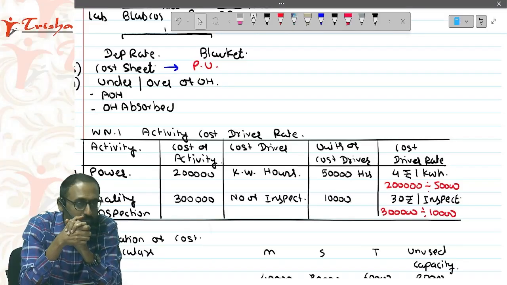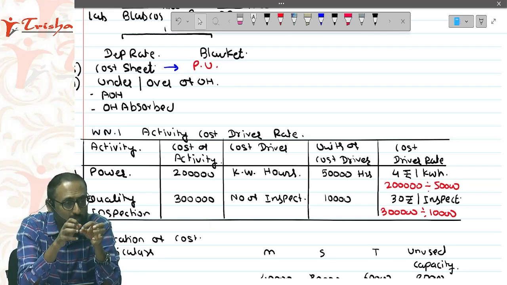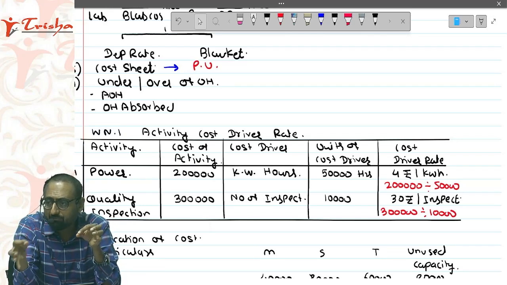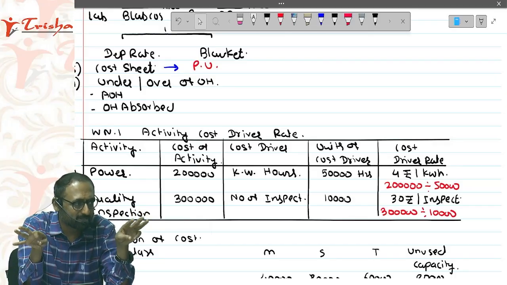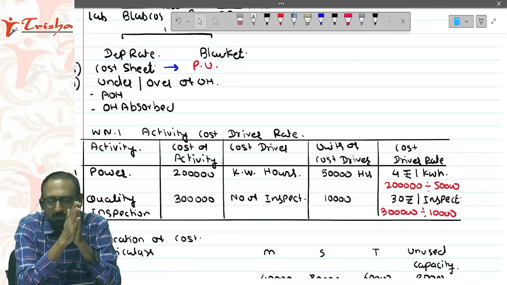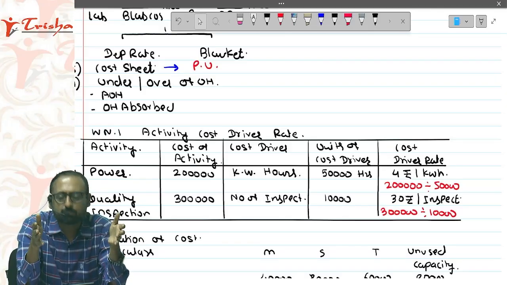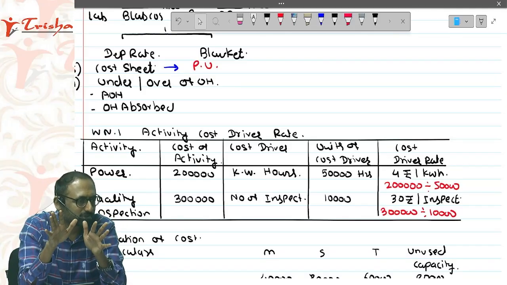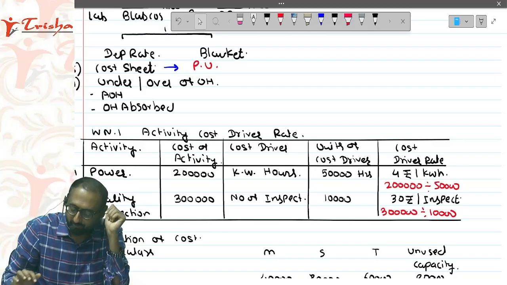Next one. After defining the cost driver, next is to calculate the activity cost driver rate. Activity cost driver rate is simple: step number 2 divided by step number 3. Next one, if you calculate the activity cost driver rate, then the last step is very simple. You will have to prepare the cost sheet. So these are all important points you will have to remember.